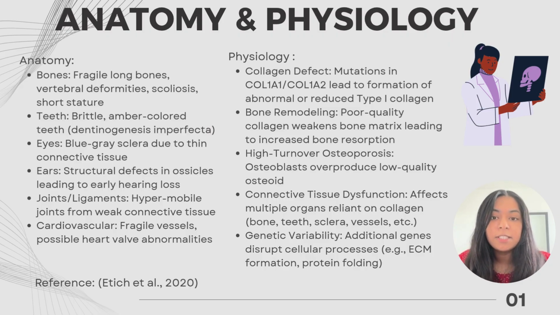And the body responds to this by increasing the bone turnover. So the osteoblasts in the body, they make more bones, but they're poor in quality. So it perpetuates a cycle of formation of bones of poor quality. And additional gene mutations can happen, which can further disrupt processes like protein folding or extracellular matrix formation, which explains the wide range of severity that we see in these patients.